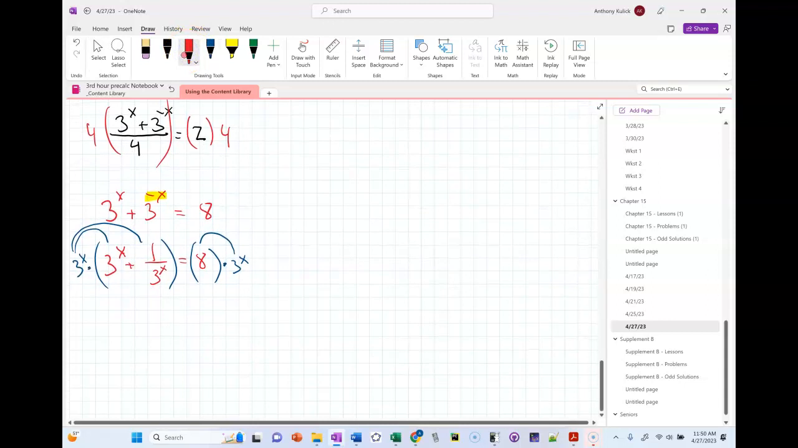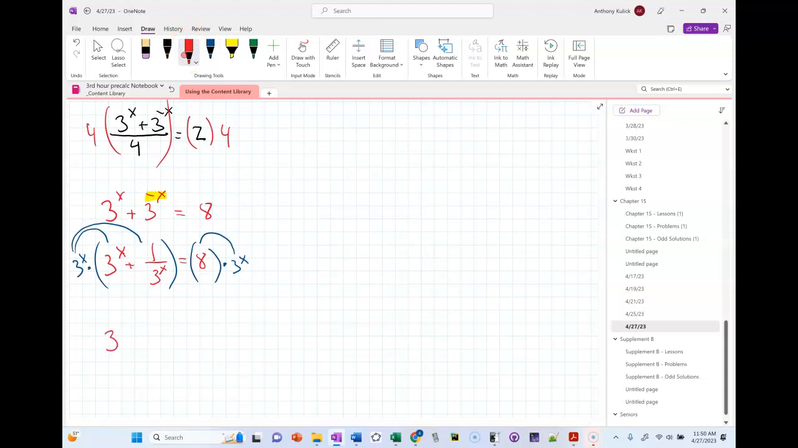So 3 to the x times 3 to the x is 3 to the 2x, right? 3 to the x plus x, or 2x. Good. What's 3 to the x over 3 to the x? 1. And then we just have 8 times 3 to the x.